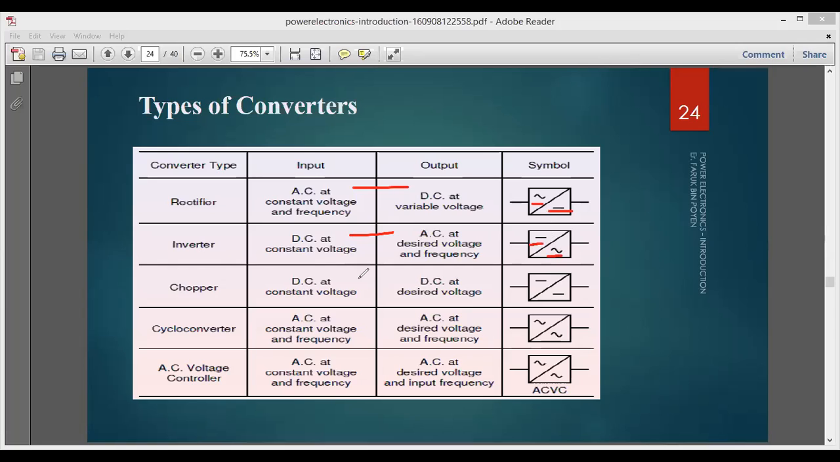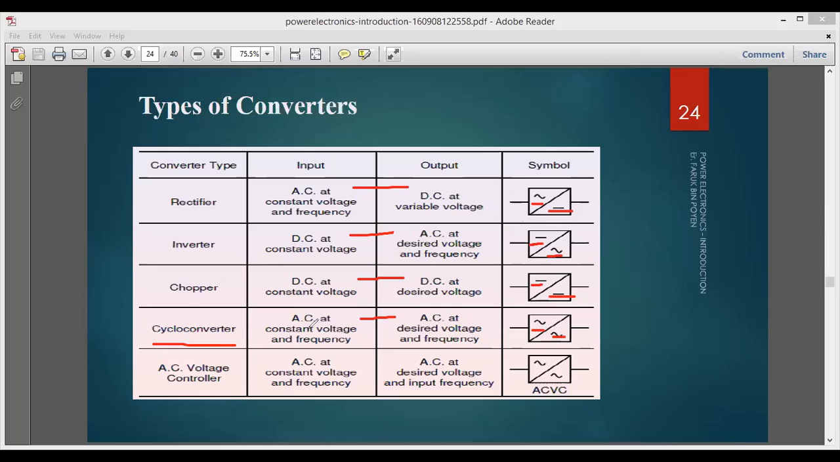Then DC to DC. Input is also DC, output is also DC, by making use of a chopper. You can see in the figure symbol, input is a straight line, output is also a straight line. So this is how the graph will be. The next, AC to AC. Input is AC and output is also AC. What is the name of the device? It is the cycloconverter. You can see in the graph, input is sine, output is also sine.